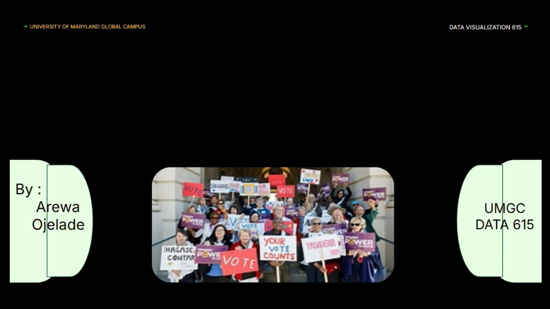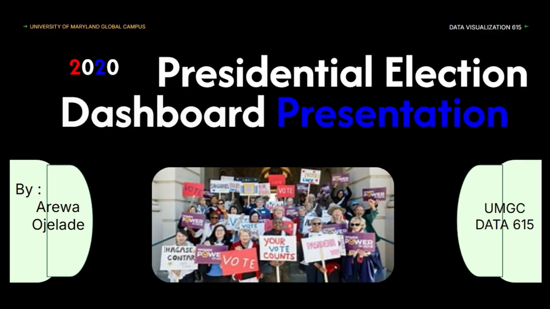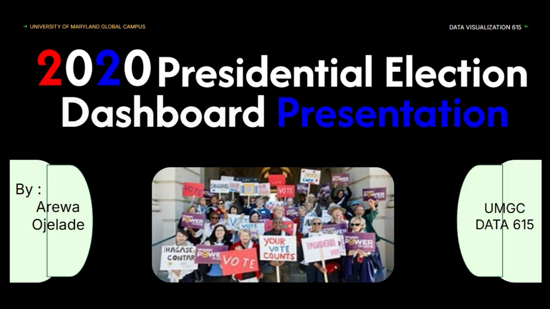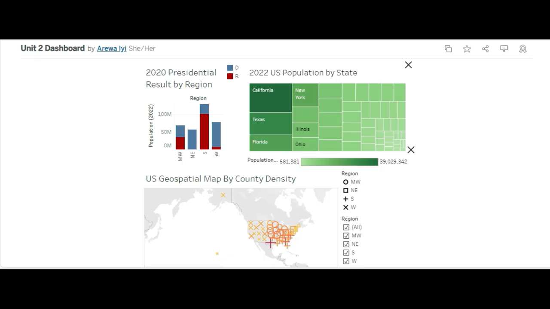This is a guided analysis presentation of the 2020 Presidential Election Results Dashboard for Data 625 UMGC Data Visualization course. The topic of this presentation is the analysis of county density and population with the 2020 presidential election results. This analysis uses the 2022 population census for county density and region. We will use this data to investigate regions where each party might benefit from an increased ground campaign footprint.